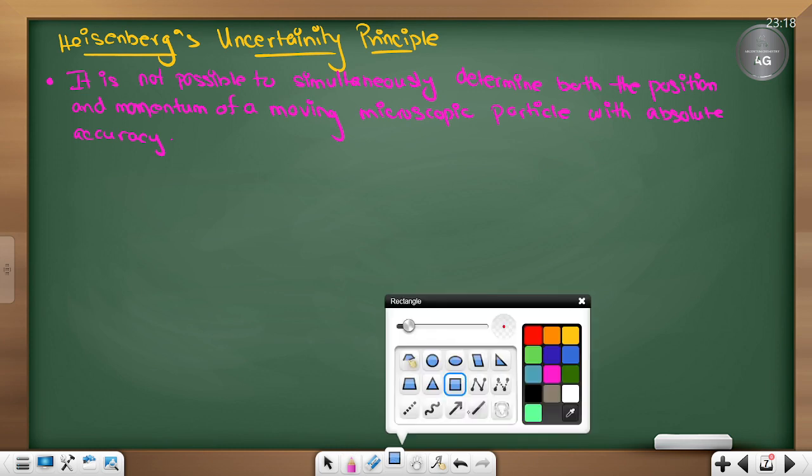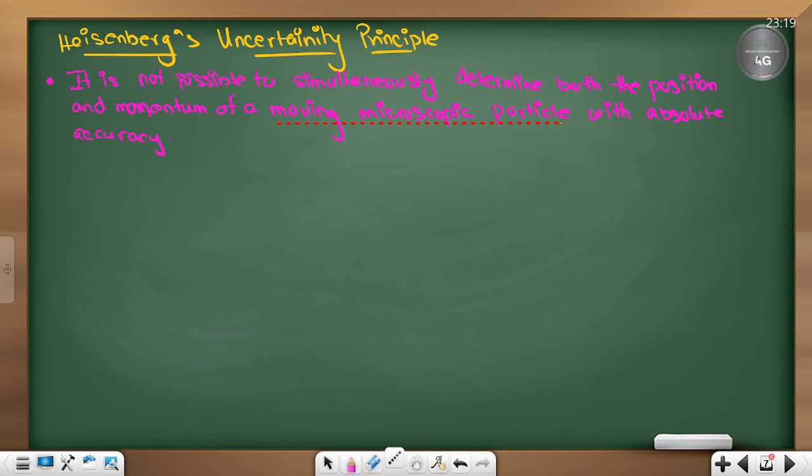A few points I need to highlight here is this word, moving microscopic particle. Do not end up writing electron or just moving particle. That is a macroscopic particle, then the original answer is not applicable. Moving microscopic particle, you have to mention in your answer. That is one of the main parts. First part is position as well as momentum. Second is microscopic particle. You have to write it, otherwise gone.